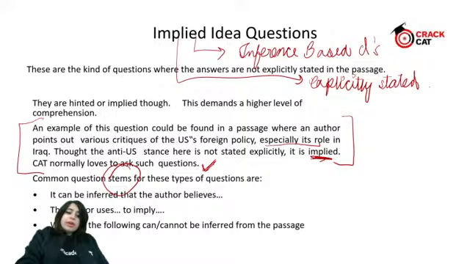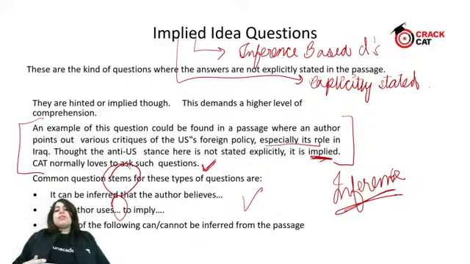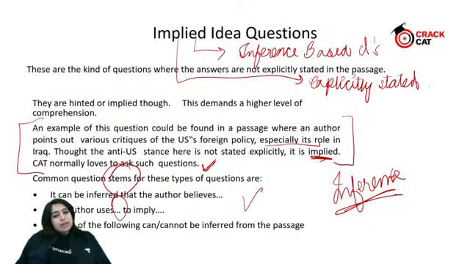Let's look at some common question stems for these types of questions. It can be inferred that the author believes what. Quite clearly they're just asking you what is the inference, what is being implied in the paragraph. Or, the author uses dash dash dash to imply what. So they will give you some reference from the paragraph, and then they will say this has been used to imply what. Again, inference based questions. And, which of the following can or cannot be inferred from the passage. So quite clearly again asking you the inference.